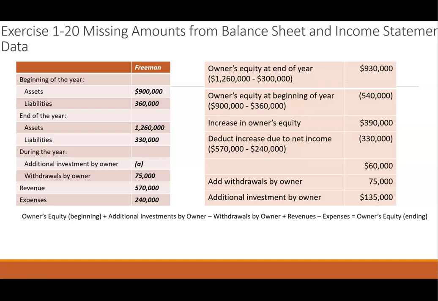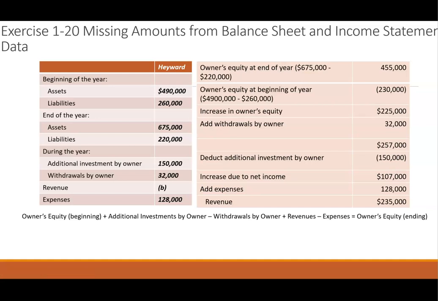Deduct the increase due to net income. So basically, we see our net income is the 570 minus the 240. The 570 minus the 240 shows our net income of 330. So the additional investment by the owner has to be 60,000 here.